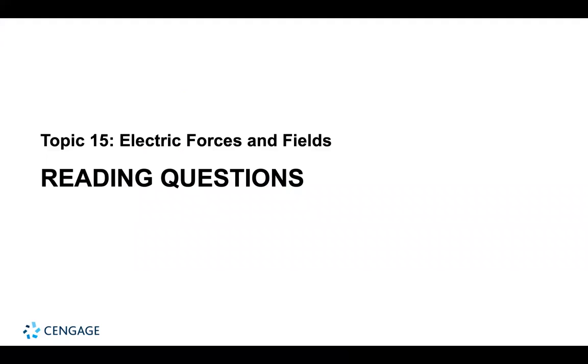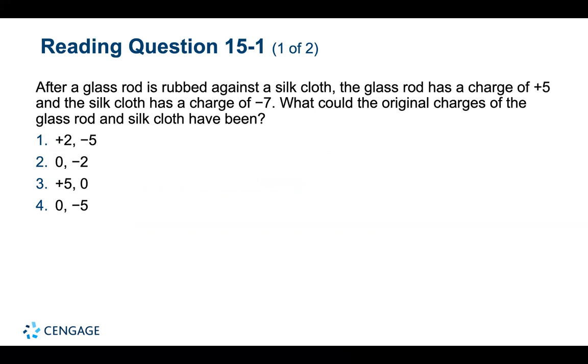Before we get into the details of the lecture, let's just do a few reading question reviews, and I'll just quickly go over these, and you can be thinking about them as you like. So after a glass rod is rubbed against a silk cloth, the glass rod has a charge of +5, and the silk cloth has a charge of -7. What could the original charges of the glass rod and the silk cloth have been? The answer is 0 and -2.